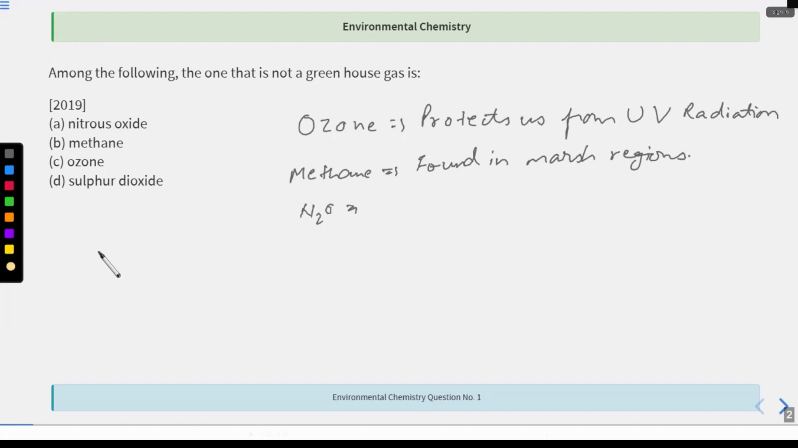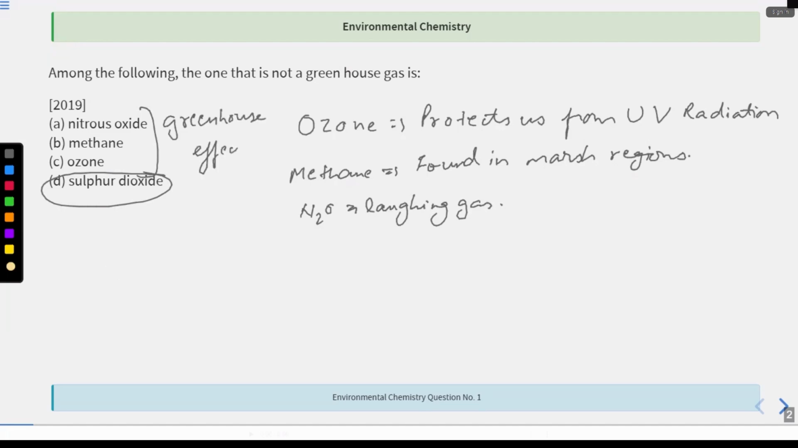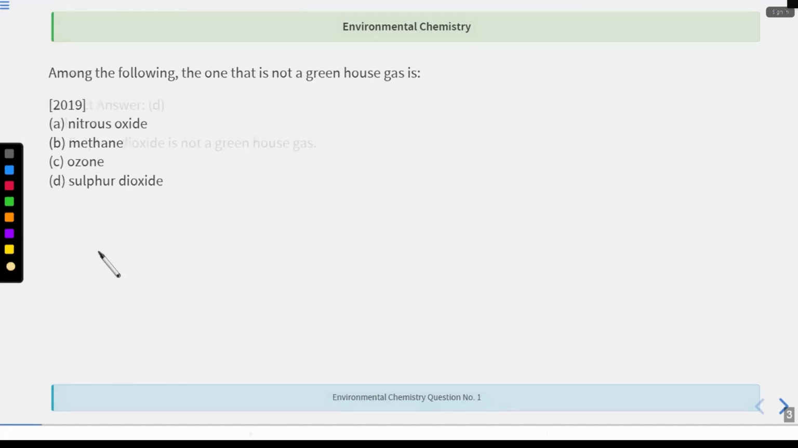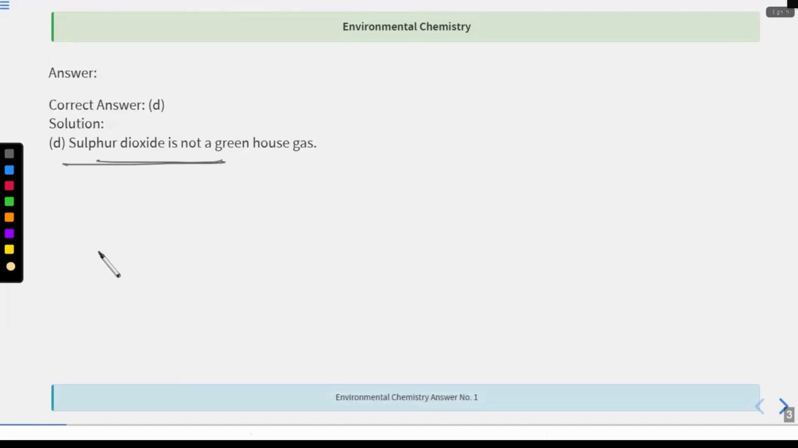And two is laughing gas, used in laughing gas. This is just for information. So among these, three are involved in the greenhouse effect, and sulfur dioxide is not. So it is not a greenhouse gas. It's again an informative question only. Sulfur dioxide is the right answer for this question.